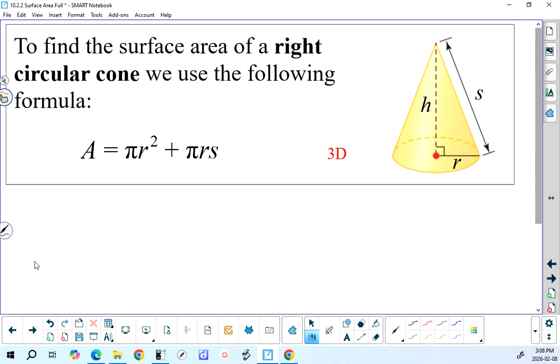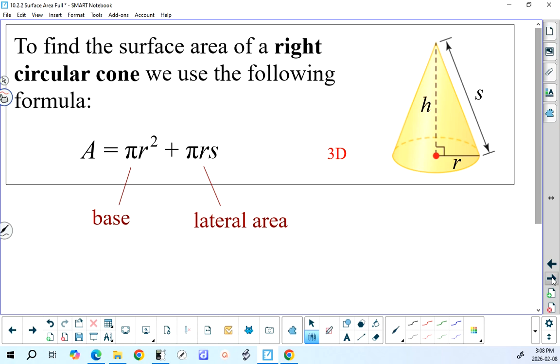Let's take a look at, before we get to number 3, a cone. A cone has a surface area of pi r squared plus pi rs. The pi r squared is for the base of the cone because it's a circular cone, and the pi rs is what's called the lateral area, which is the area around the side.